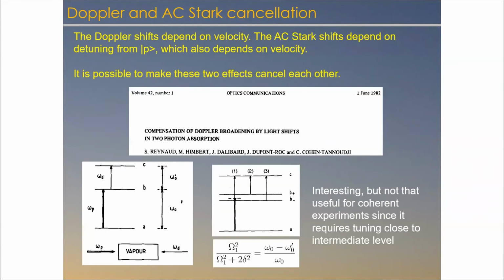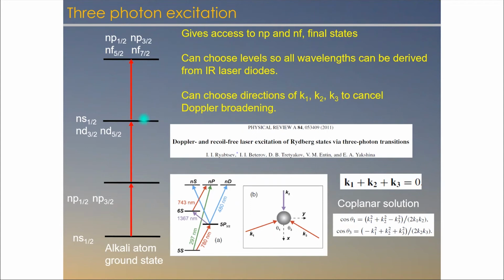You can also use 3 photons. 3 photons is cool because if you choose a particular geometry, depending on the wavelengths that you're using, there's a coplanar solution that is Doppler free. So you can get from the ground to the Rydberg state without any Doppler sensitivity. This was proposed by the group in Novosibirsk some years ago.